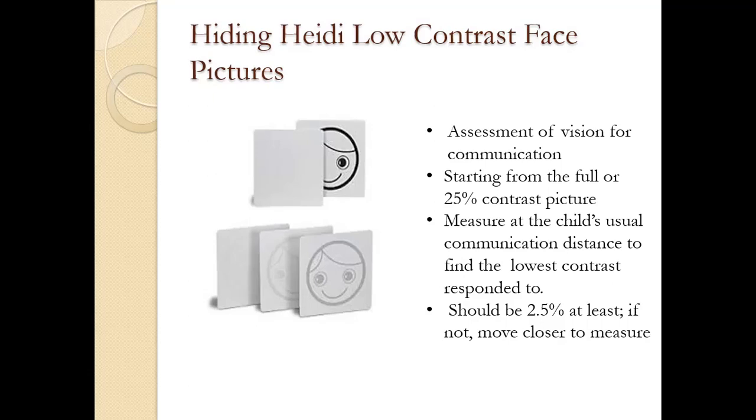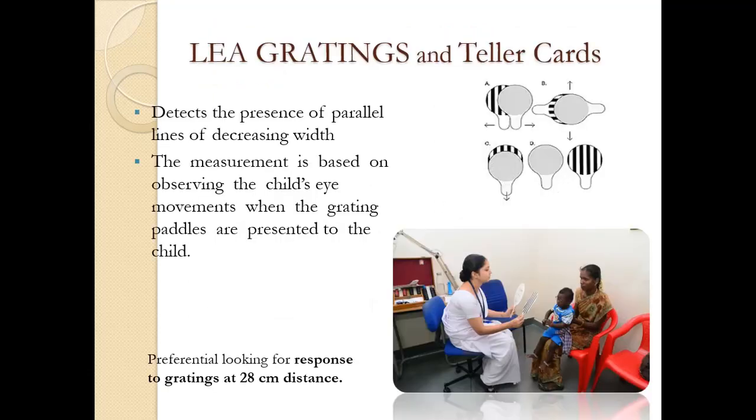So these are charts, the Heidi chart. It is with contrast grading. So it depends on the fixation preference of a child. We use this chart. And with the same principle, we use the Lea grating symbol. It also measures the vision.